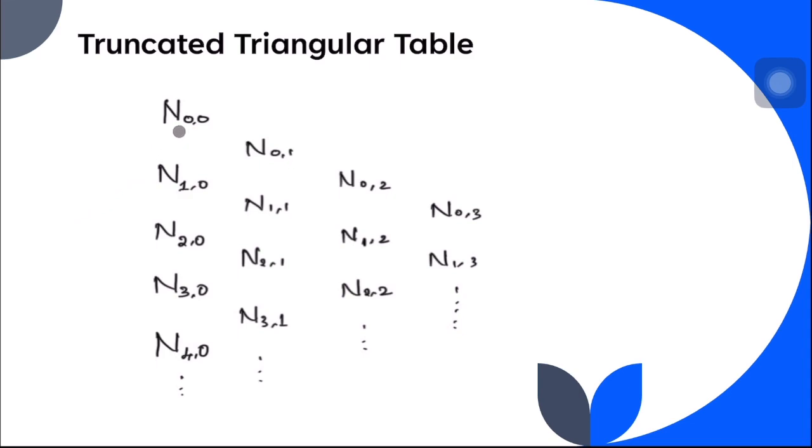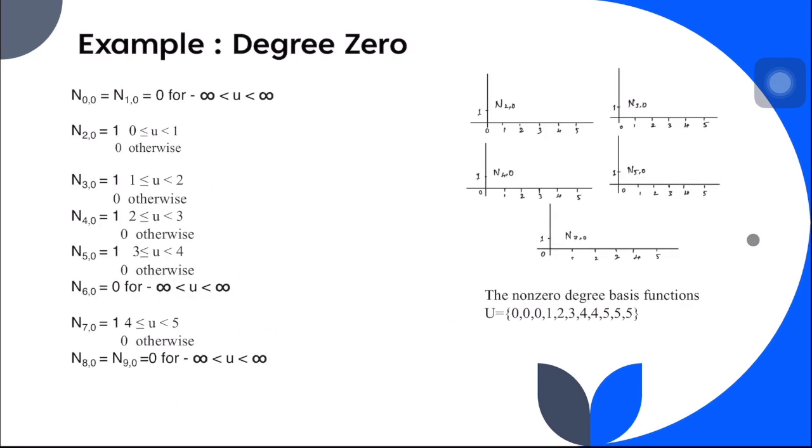It is going to be N00, N10, N20, N30, N40. Each column has a different degree, and it keeps increasing, and however high the degree value, we are going to get the truncated triangular table. Here column 1 is of degree 0, then first degree, second degree, third degree, and so on. So this is one example for the degree 0 function.